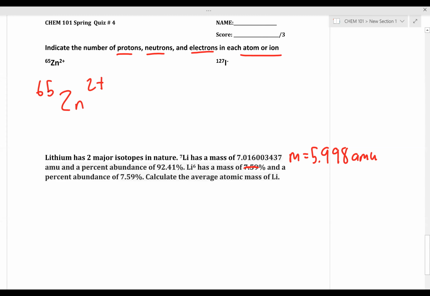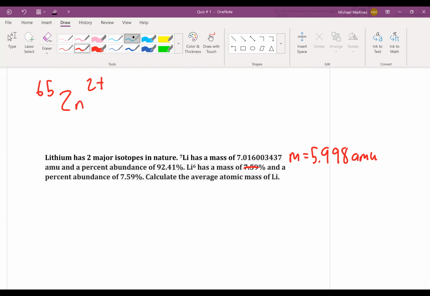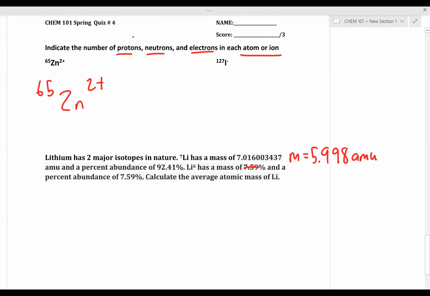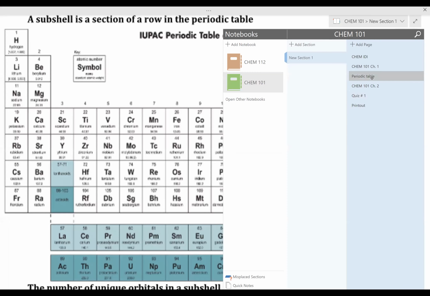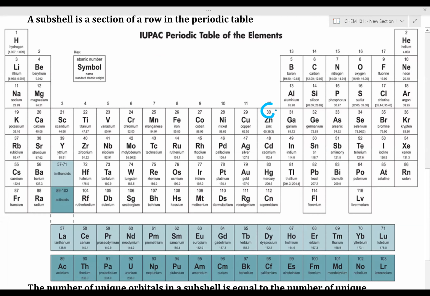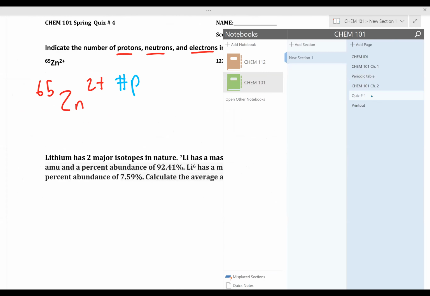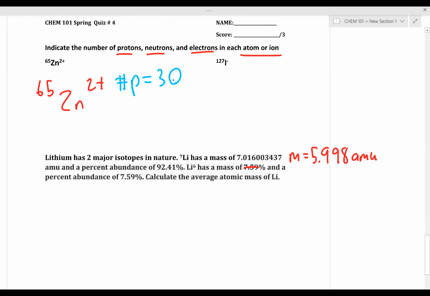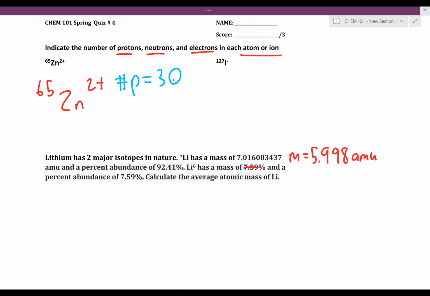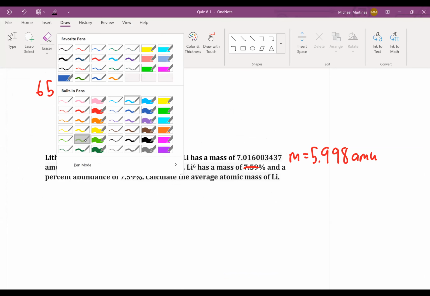So in order to figure out our number of protons, we're going to need to consult the periodic table. If we go to the periodic table and we find zinc, what is zinc's atomic number? 30. Okay, so with the atomic number established, we know that our number of protons is equal to 30, which is our atomic number.